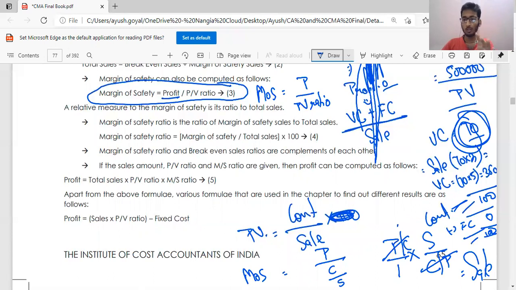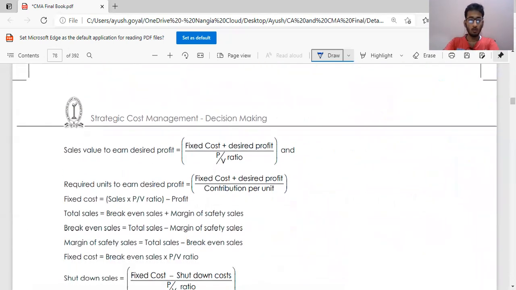I hope you got the things, because this was just an additional thing which I have done. You don't need to write it in the exam. I just wanted to make the concept clear for you. So if you got how the formula came, it's very good. If not, no issue.